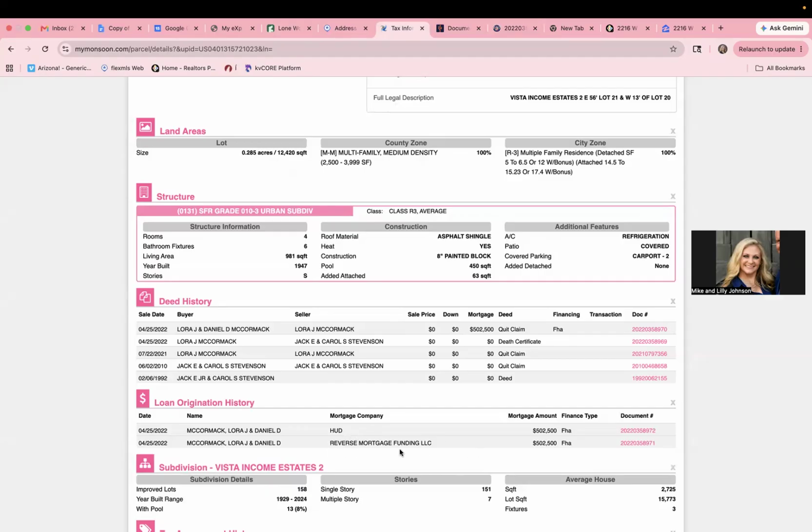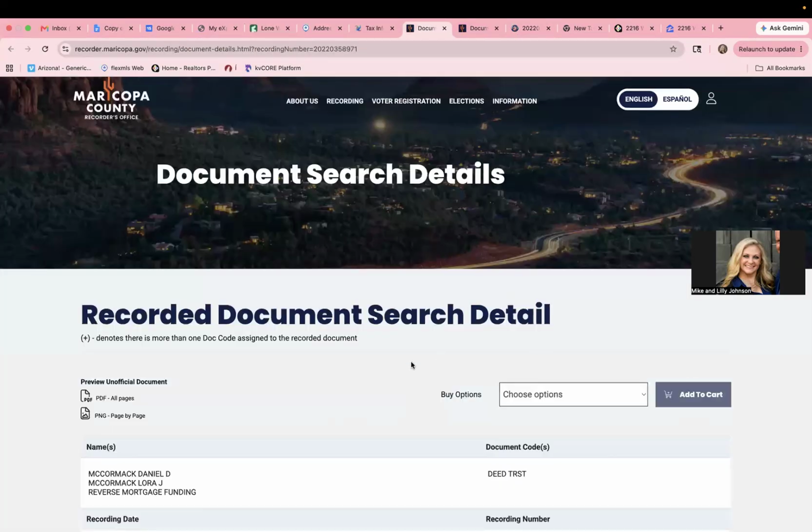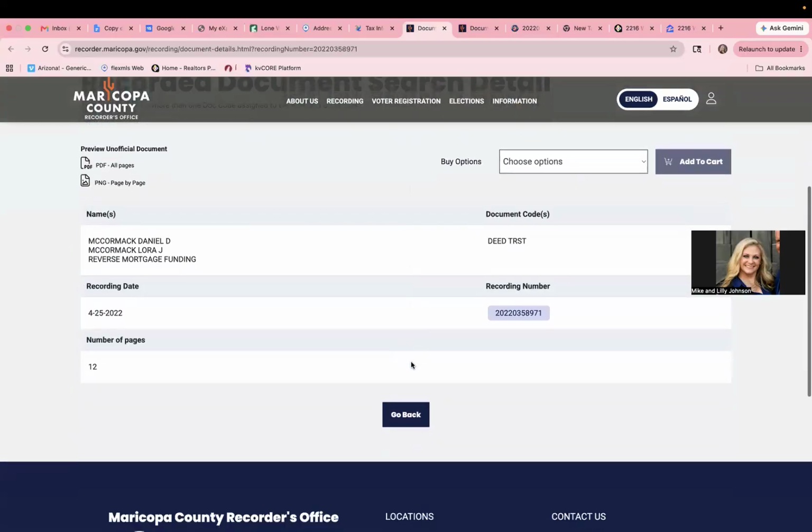And then it looks like there was a reverse mortgage, Reverse Mortgage Funding LLC. Just some things here, but it's FHA. Like I said, I would just want title to run a report. I'd want to know what I was looking at before I actually invested. I'm just curious what that's about.